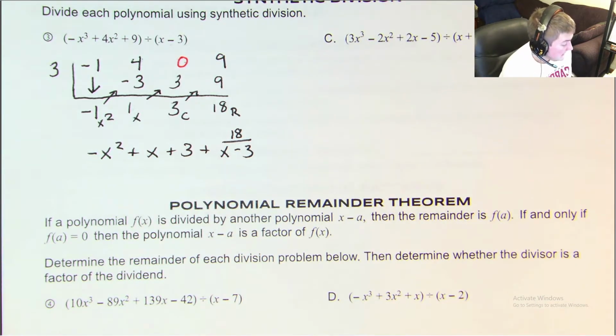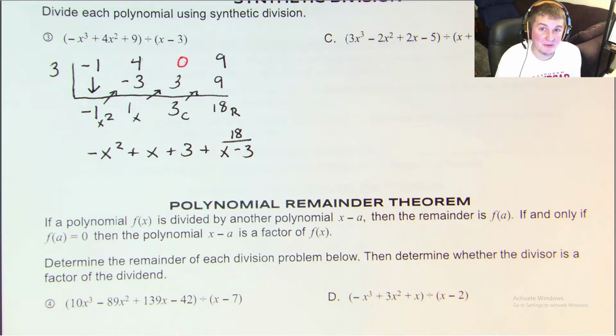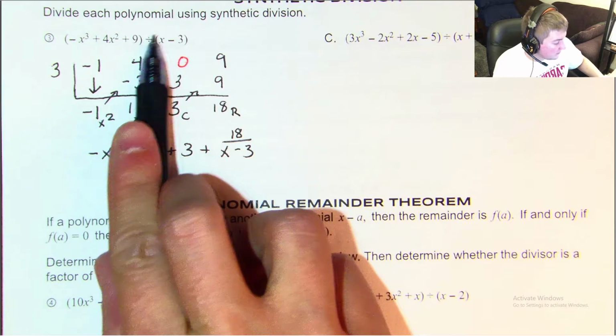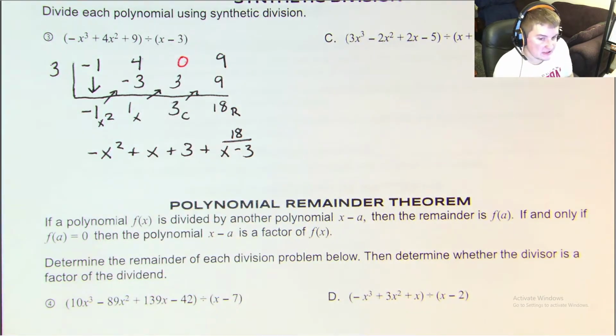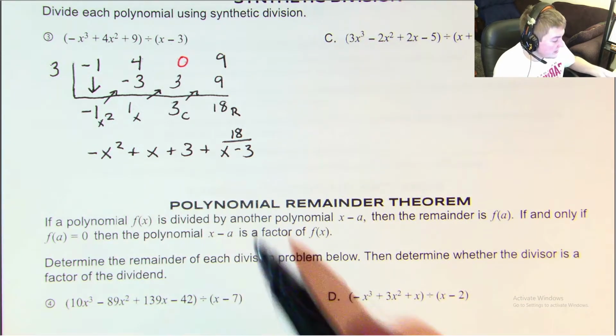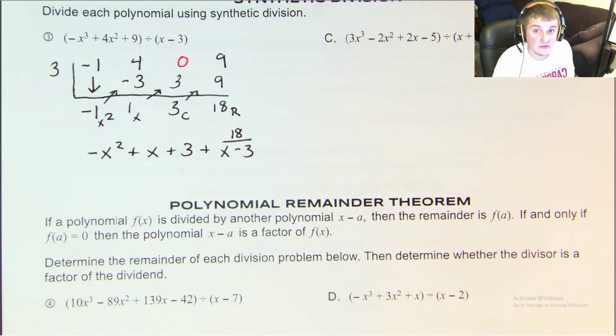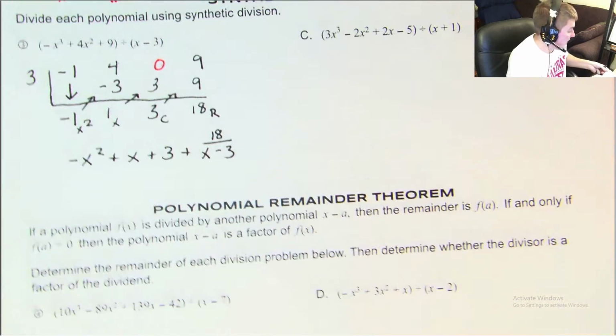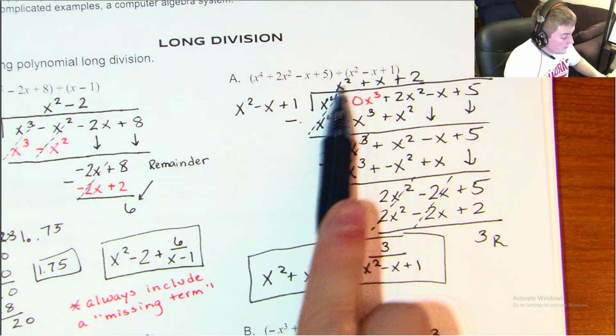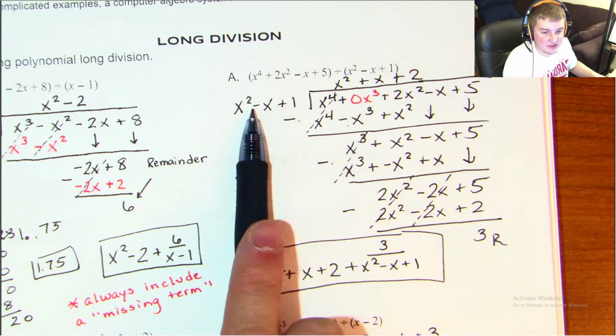Okay, that is it. So it does work a lot better than long division. Whenever you have a binomial with the value specifically of 1 there, it makes it the easiest, and you should actively use synthetic division. It's just when we have problems like A, for example, we cannot use synthetic division because it's a trinomial.